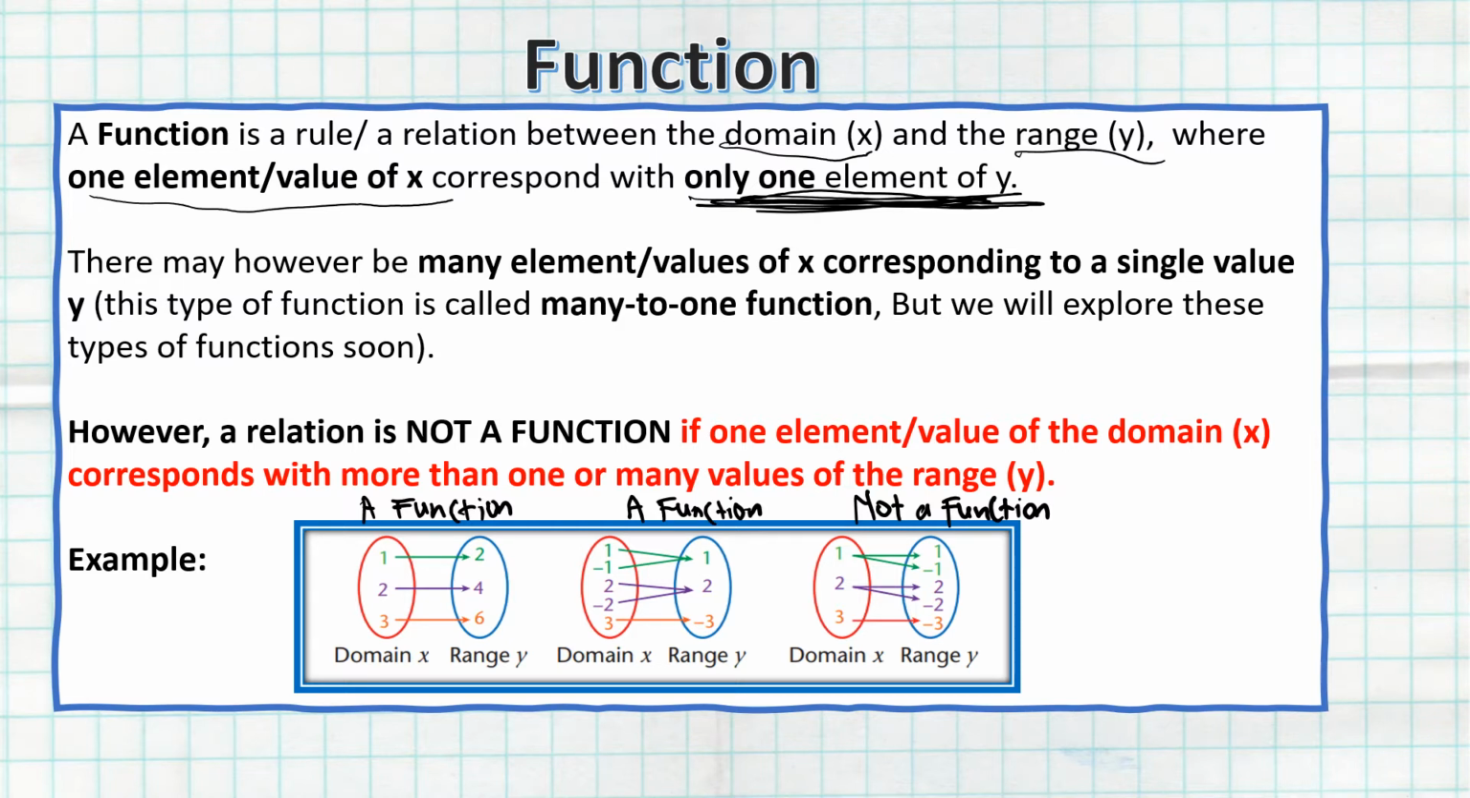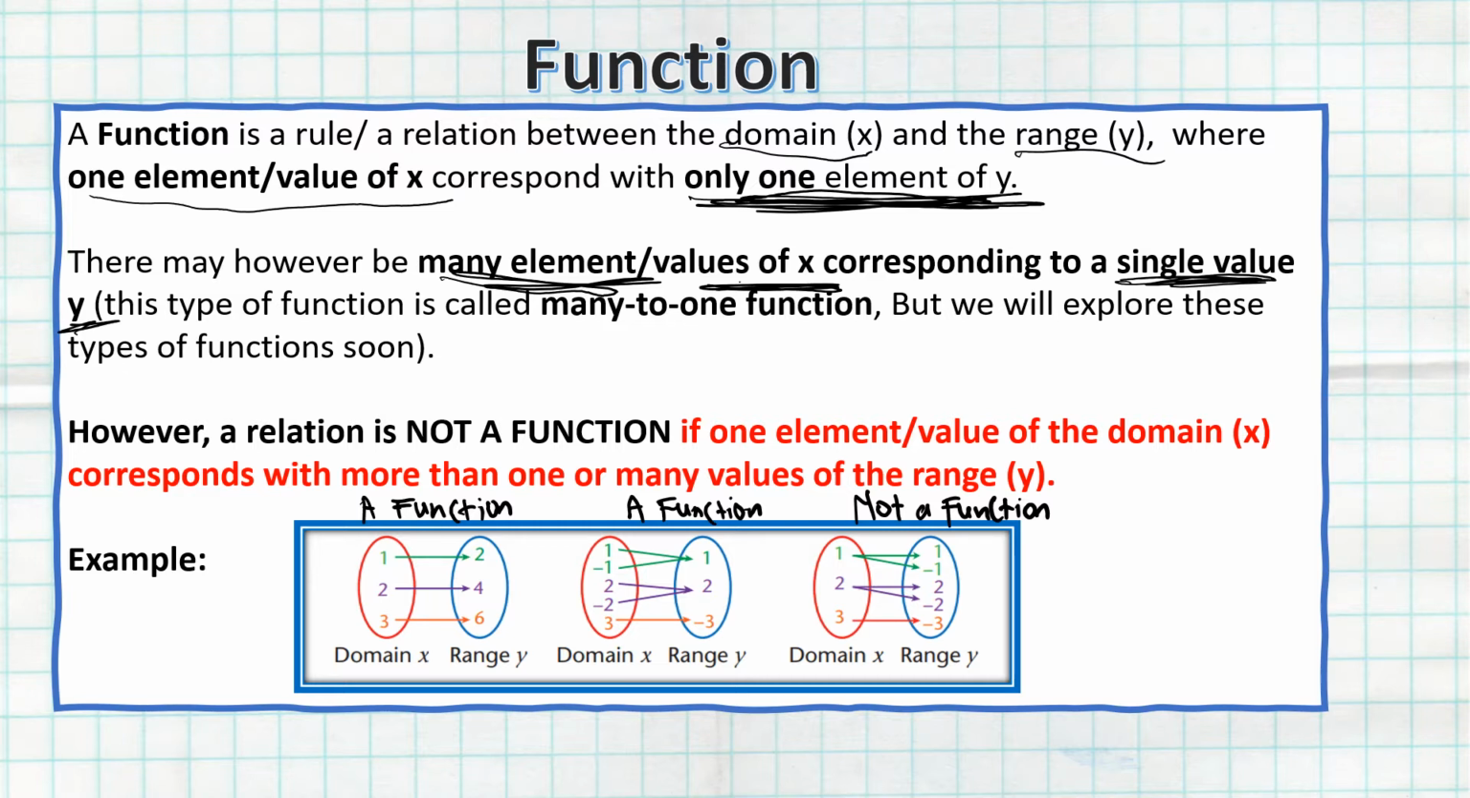The range. So now to say this is a function, for any element of x, a single element of x, it must correspond to only one element of y to say this graph is a function, right? So in some cases there might, however, be many elements or values of x, right? We might have many values of x, but for it to be a function, they must be corresponding to only a single value of y, right?